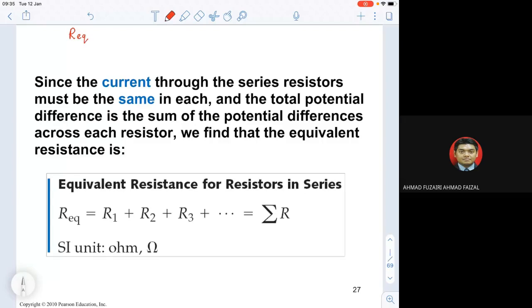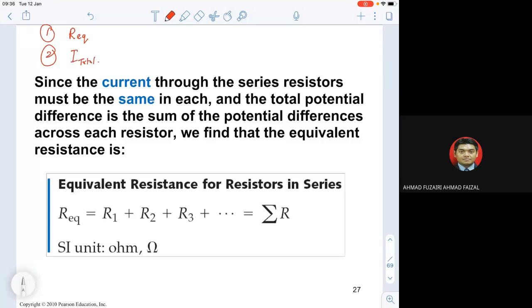This is the first step. Calculate the R equivalent first. So how to calculate the R equivalent? That will depend on either your electric circuits in series or parallel. So that is R equivalent. First is R equivalent, then you need to calculate the I total.